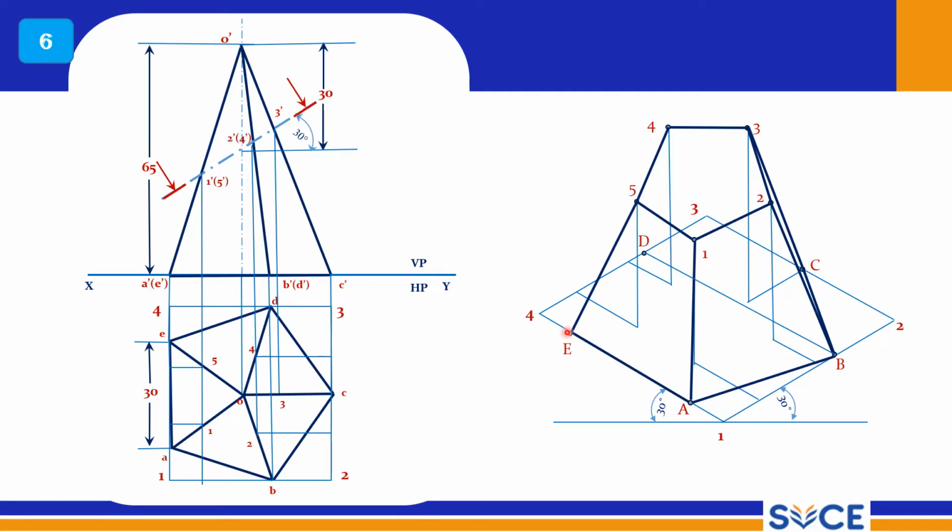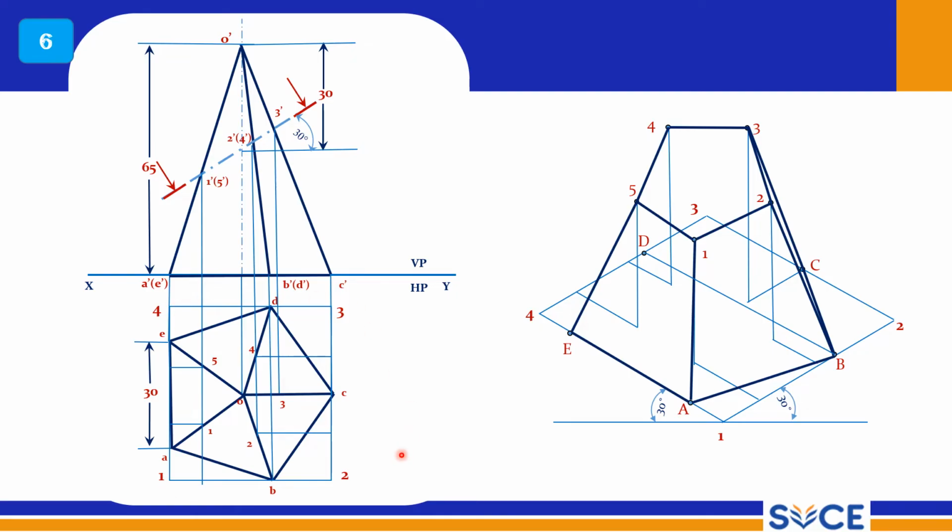Top surface. Now 5 to E should be a thick line, and E to A should be a thick line, A to B should be a thick line, and B to 2 should be a thick line. C is visible a little here, right, and you should connect C also like this, and 1 to A should be a thick line. So this is the isometric view of the truncated prism.